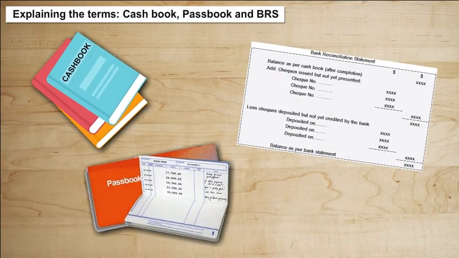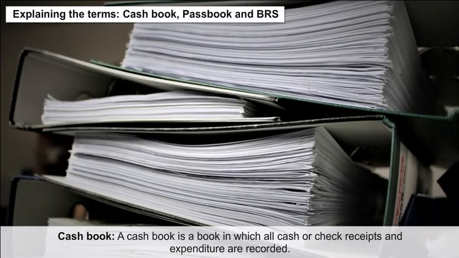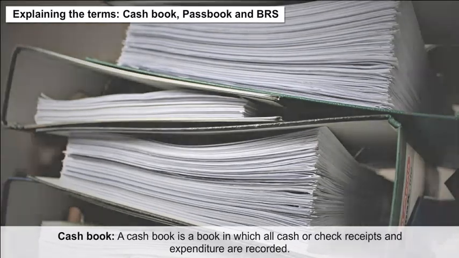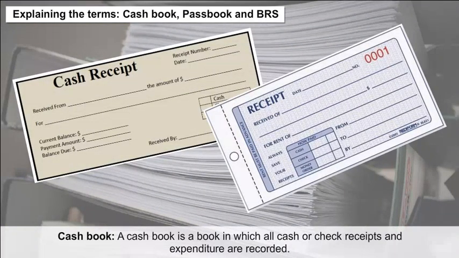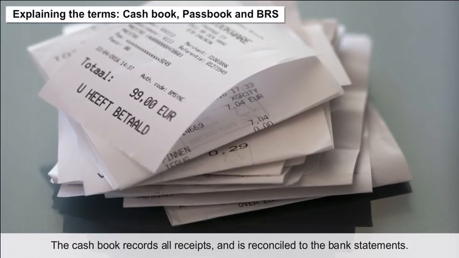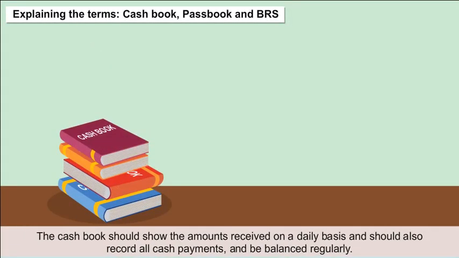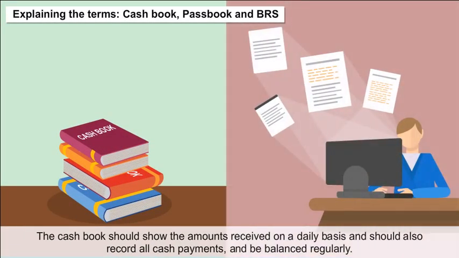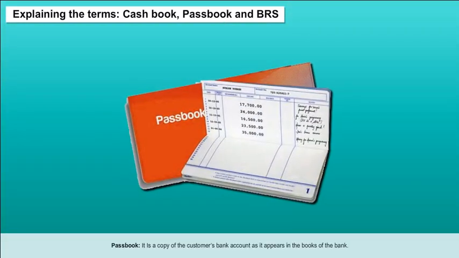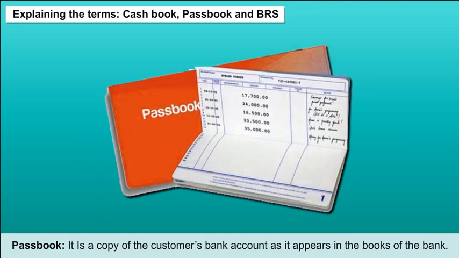Explaining the terms cash book, passbook and BRS. Cash book. A cash book is a book in which all cash or check receipts and expenditure are recorded. The cash book records all receipts and is reconciled to the bank statements. The cash book should show the amounts received on a daily basis and should also record all cash payments and be balanced regularly.